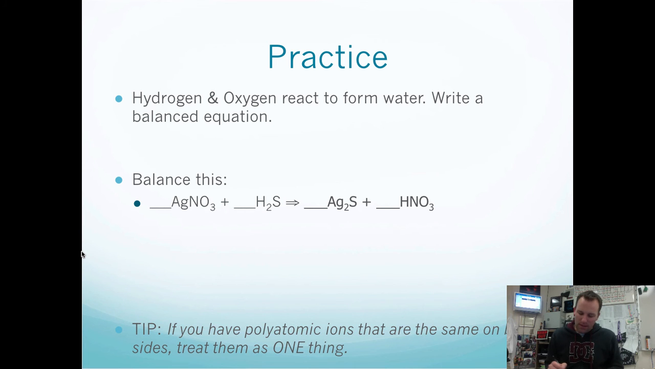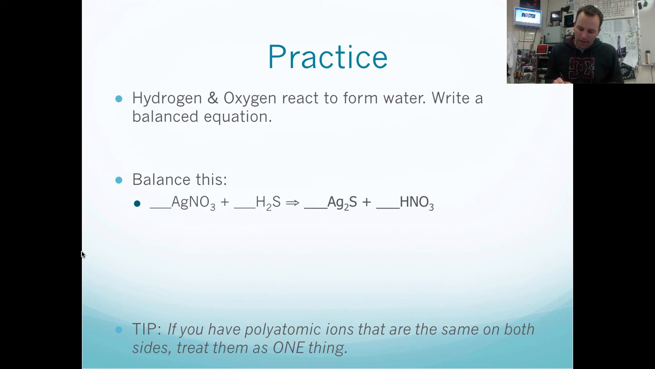We're going to make a list underneath the arrow again. In this equation, we have silver. If you read the tip, it says if you have polyatomic ions that are the same on both sides, treat them as one thing. And we do. We have nitrate on both sides. So I'm going to write down nitrate. We have hydrogen, and we have sulfur. Those are our 4 substances. Add up how many you have on each side. On the left we have 1 silver, 1 nitrate, 2 hydrogens, and 1 sulfur. On the right-hand side we have 2 silvers, 1 sulfur, 1 hydrogen, and 1 nitrate.